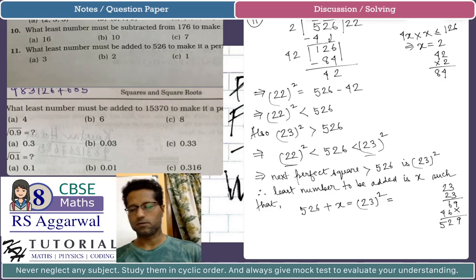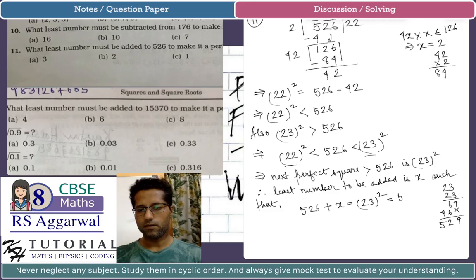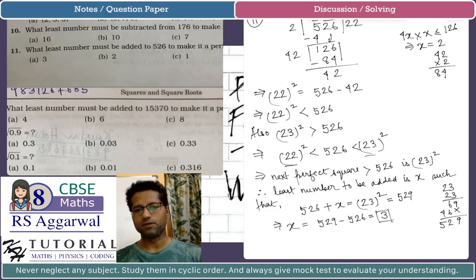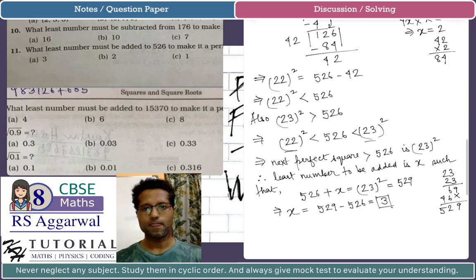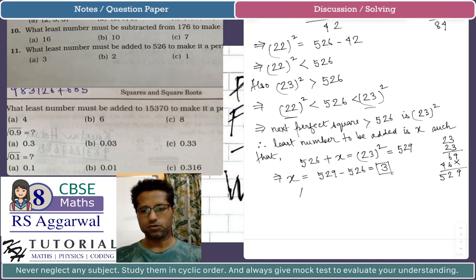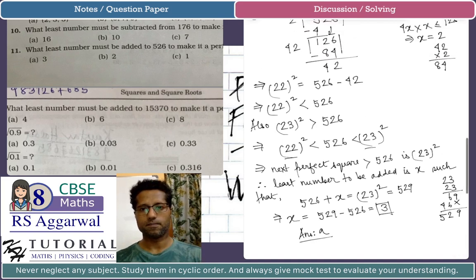So this is 529. From here we can say that x is equal to 529 minus 526, which is equal to 3. So 3 is the least number that needs to be added to 526 to make it a perfect square, and that perfect square will be 23 square. So the correct choice is A.